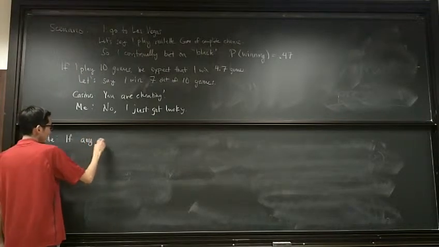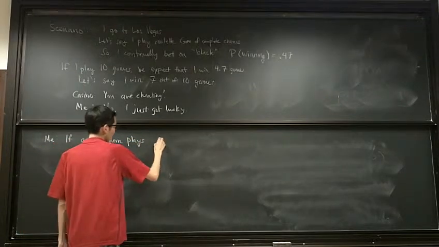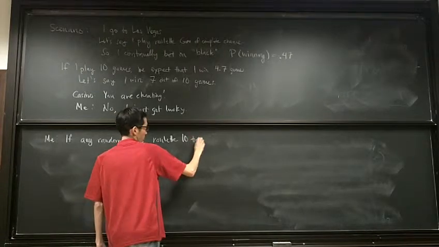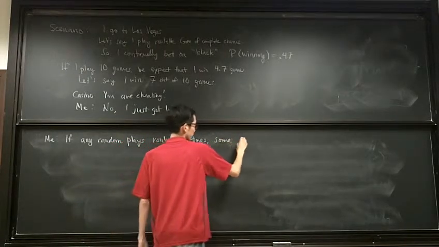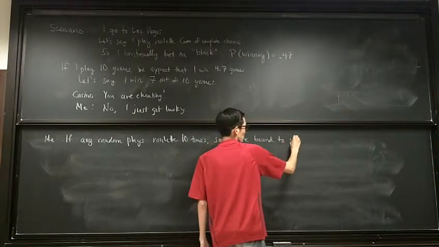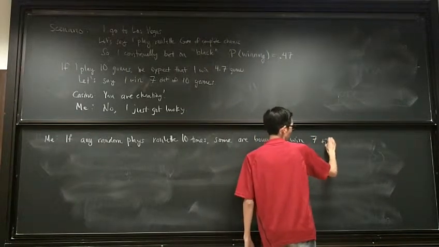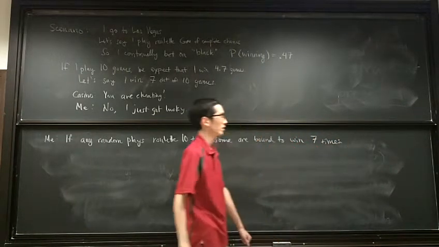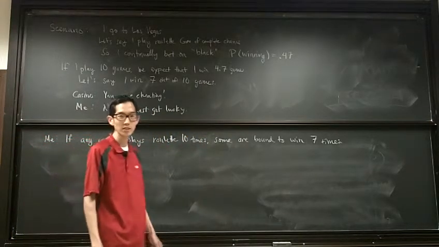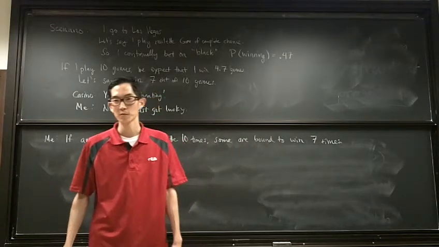Any old person, any random person who plays roulette 10 times, some are bound to win at least 7 times. Okay. And what is the probability of winning 7 games out of 10? Do we know how to figure this out?